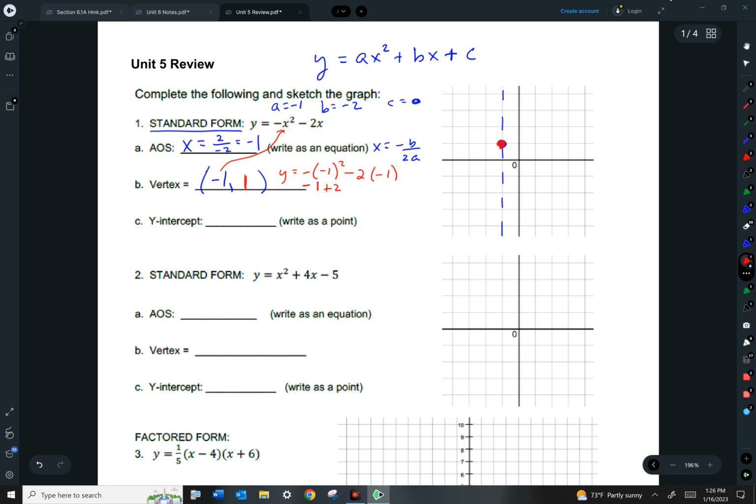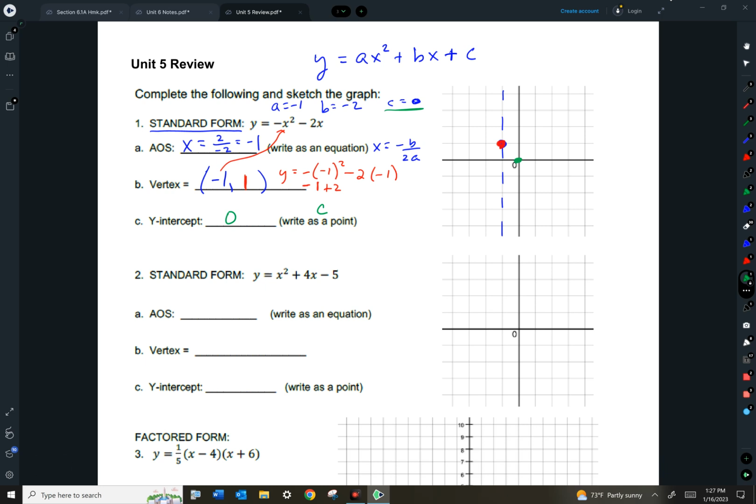math. And then remember the y-intercept is always just the c number. And in this case, since there was no c, remember the c is 0, so the y-intercept is 0. That means it's going to hit the y-axis at 0.